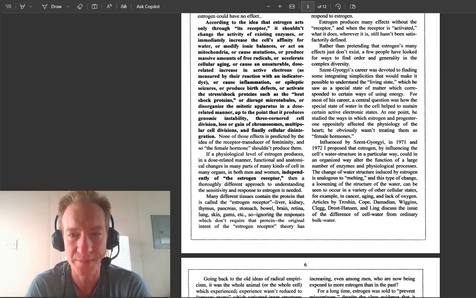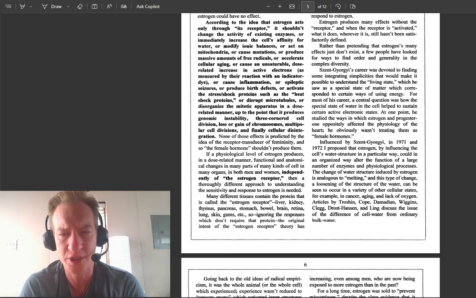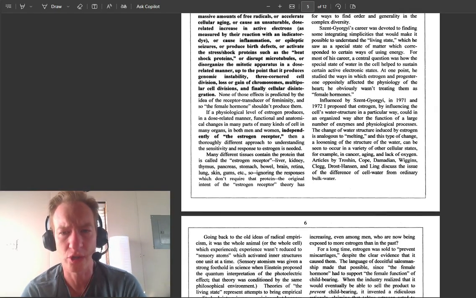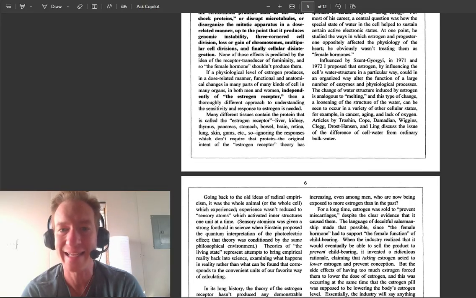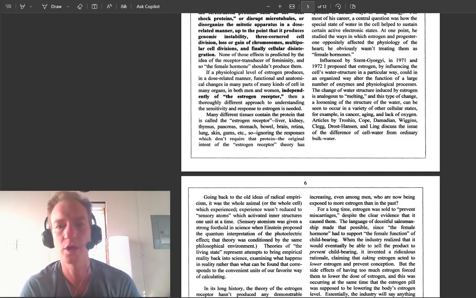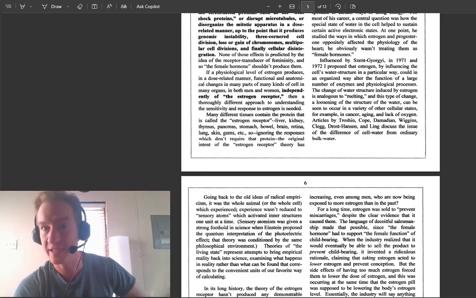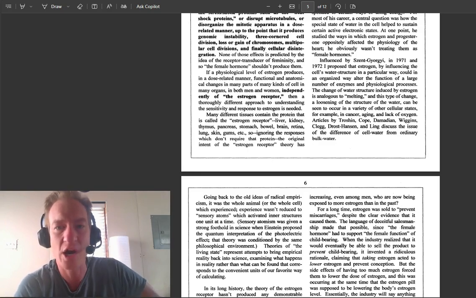Influenced by Szent-Györgyi, in 1971 and 1972, I proposed that estrogen, by influencing the cell's water structure in a particular way, could in an organized way alter the function of a large number of enzymes and physiological processes. The change of water structure induced by estrogen is analogous to quote-unquote melting. In this type of change, a loosening of the structure of the water can be seen to occur in a variety of other cellular states. For example, in the big C word, aging and lack of oxygen.